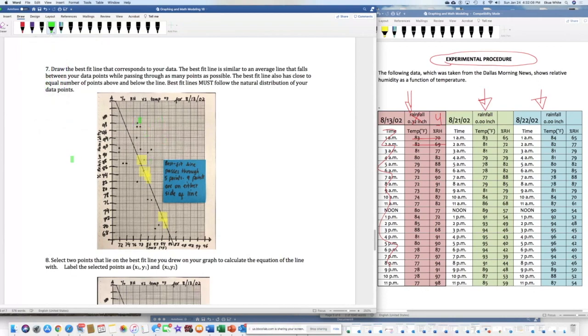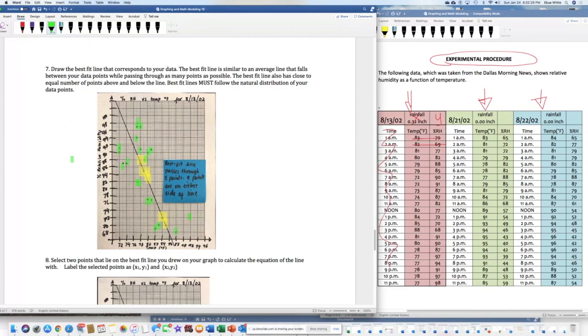Okay? So here I have 1, 2, 3, 4, 5, 6, 7, 8, 9. I have 9 points above the line, and then 1, 2, 3, 4, 5, 6, 7, 8, 9. I have 9 points below the line.